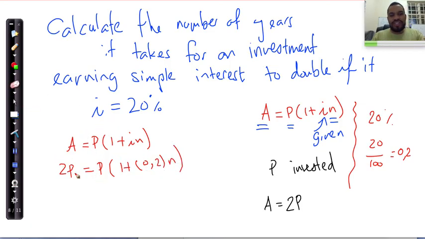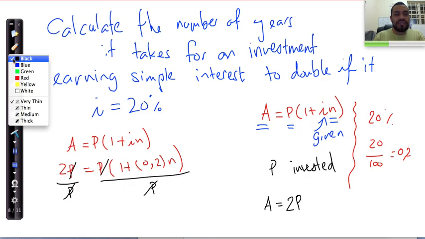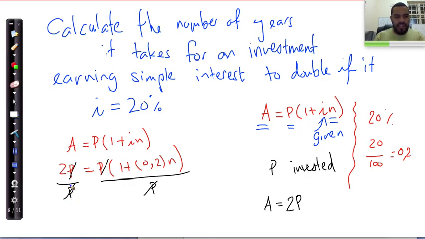Now the question is, do you see that P is on both sides? Let's look at a little trick over here. Let's divide this side by P, and therefore the P's cancel. And let's divide the other side by P, and therefore the P's cancel as well. Now I'm left with an equation that is much easier to solve, because there's only one unknown, and that's N. So I've got 2 is equal to 1 plus 0,2 multiplied by N.